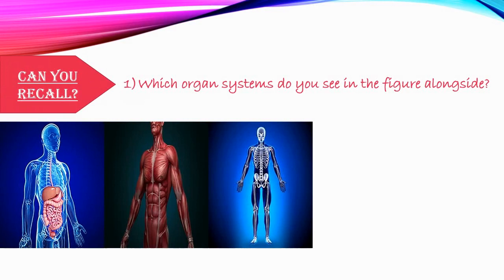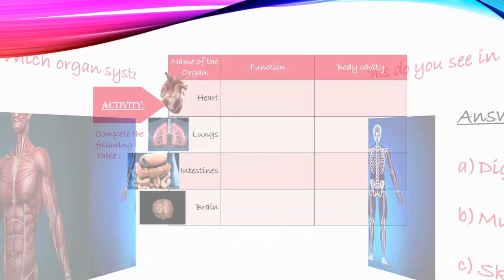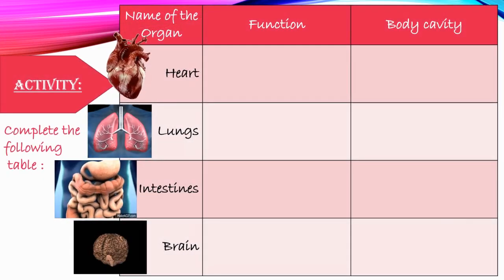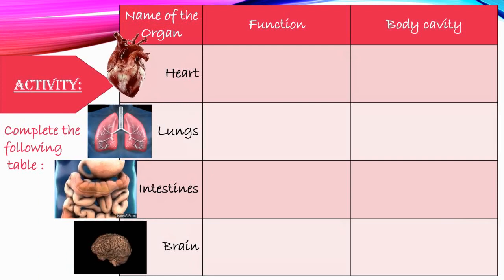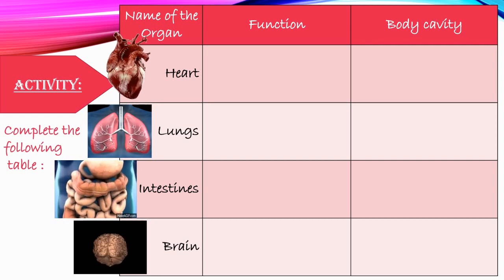Can you recall which organ systems you see in the figure alongside? Yes, the organ systems seen in the given figure are the digestive system, muscular system and skeletal system. Students, now let's do one activity. We have to complete the following table by telling the function and the body cavity of the organ given.